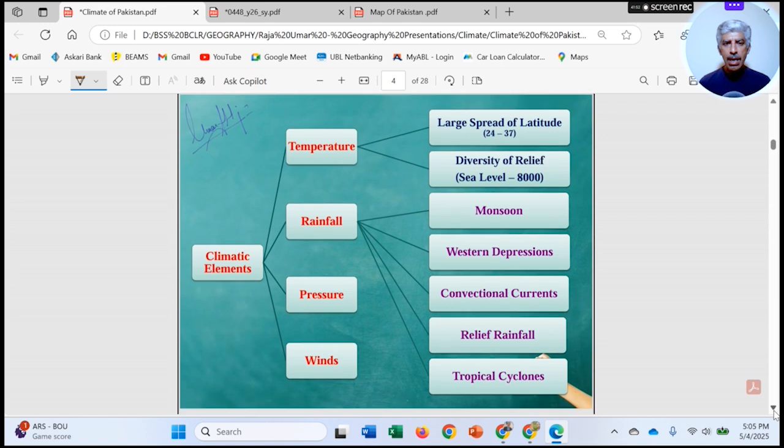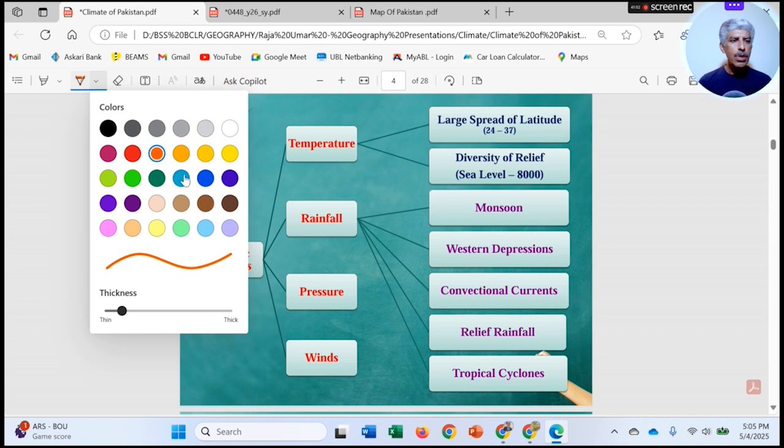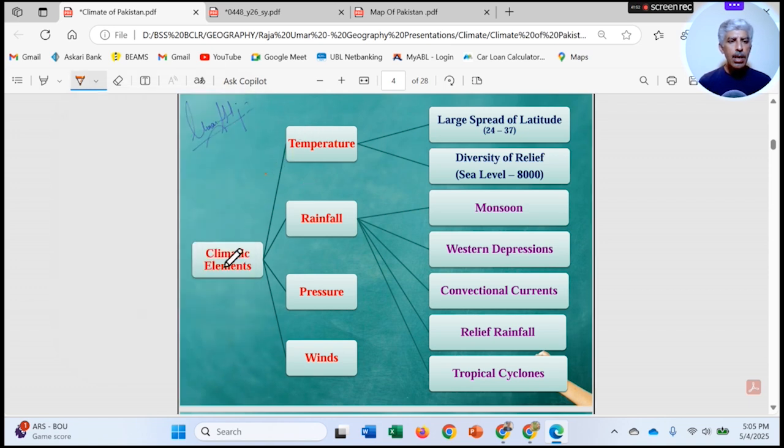Now talking about the climatic elements, we'll just give an overview of these climatic elements in today's topic. Then we will discuss them one by one in the coming lessons. Now the climatic elements, the elements which bring climatic changes or which make the regions distinguished or create differences with the other regions, those elements are known as climatic elements.